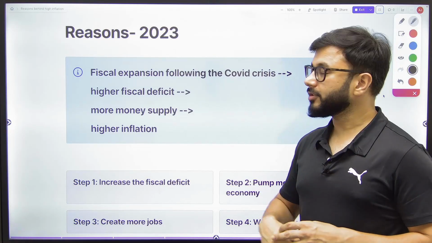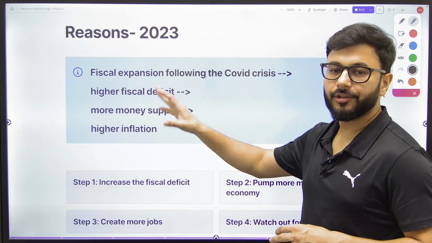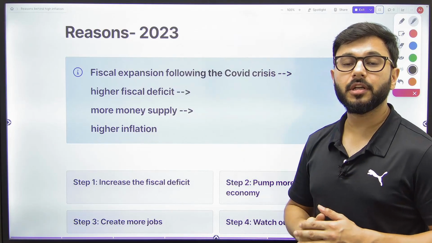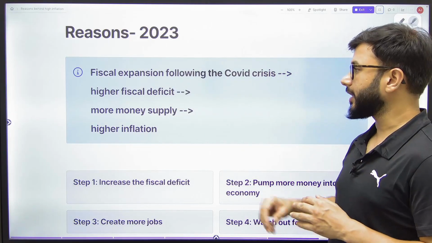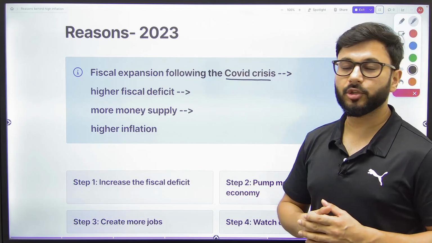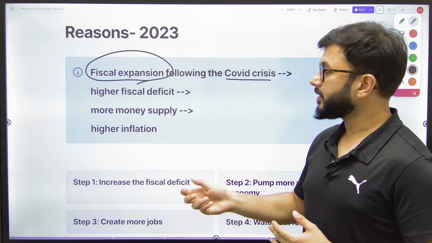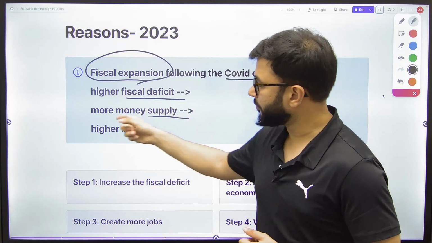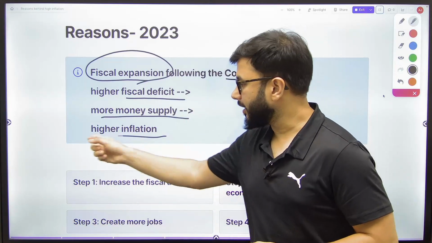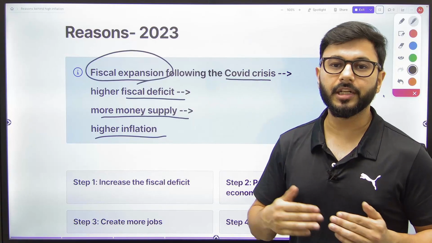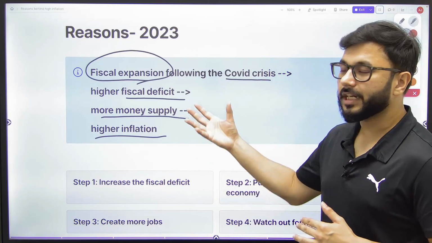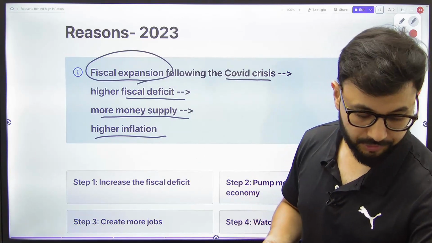What are the other reasons? Now this reason is exactly the same as the reason of 2011, wherein we saw the global financial crisis. We saw the COVID crisis in 2023, which resulted in fiscal expansion by the government. Fiscal expansion means higher fiscal deficit, more money supply in the economy, and ultimately it results in higher inflation in the economy. I don't think I have to explain this again to you guys.